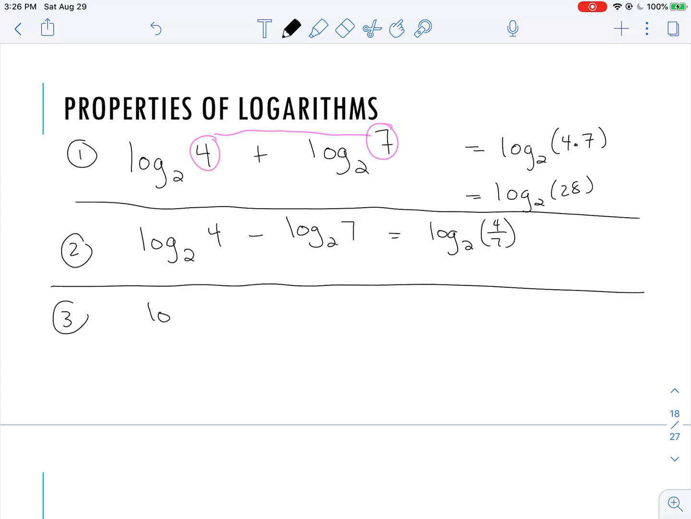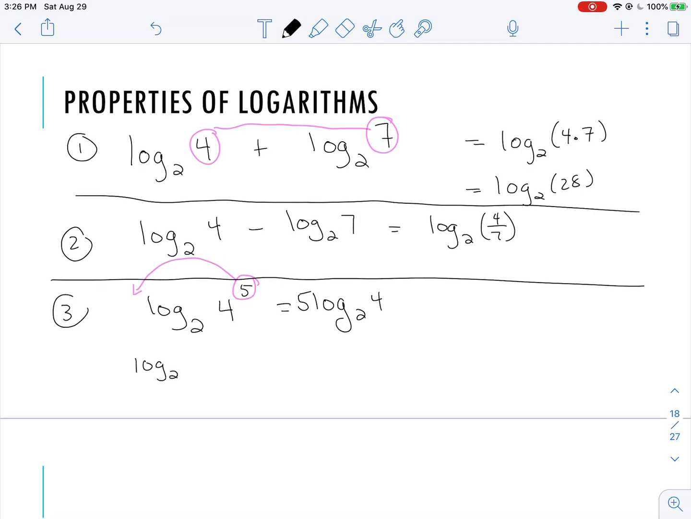If you have a logarithm that has an exponent, like log base 2 of 4 raised to the 5th power, you can take that exponent and bring it to the front. So this would be log base 2 of 4 to the 5th. So this would be log base 2 of 4, and that 5 can come into the front.